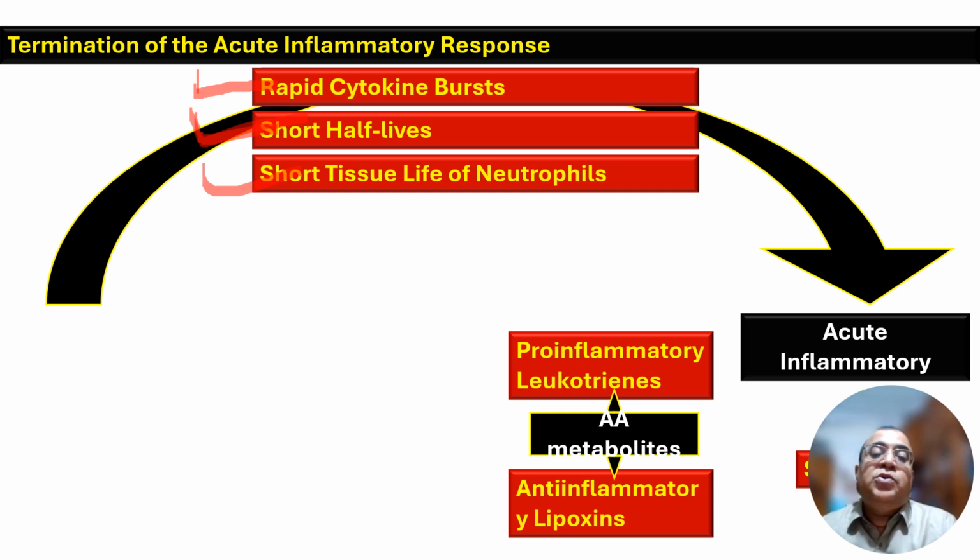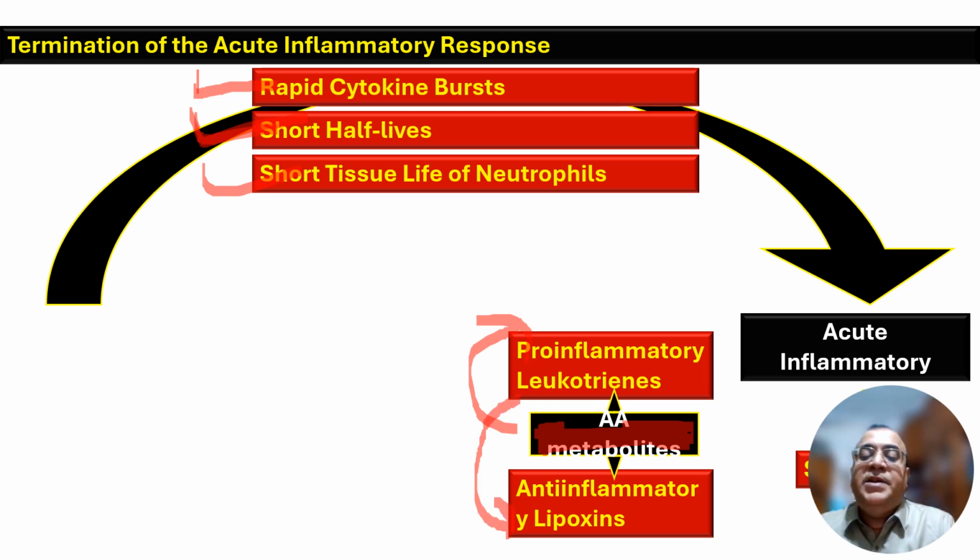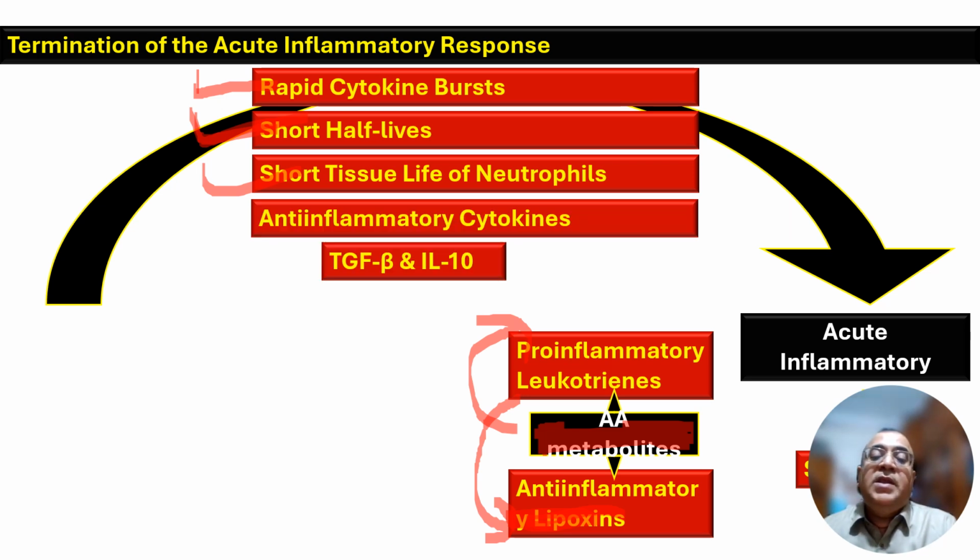To control or to stop the inflammatory process, to terminate this inflammatory process, first of all, the arachidonic acid metabolites that previously, during the phase of acute inflammation, were producing pro-inflammatory mediators, now switch towards the anti-inflammatory mediators that are lipoxins. So lipoxins are now produced more to control the inflammation.